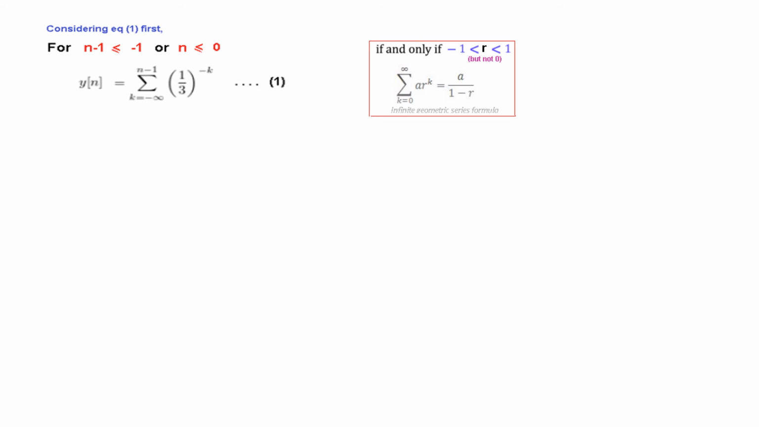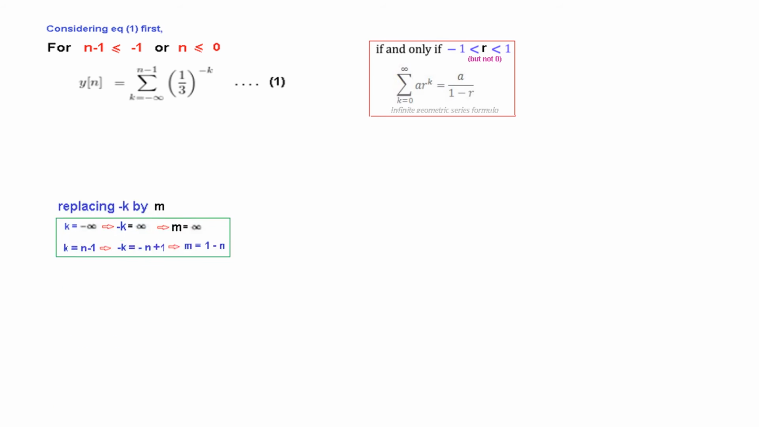Okay, now let's consider the first equation. This was the first equation that we got, and this is the infinite geometric series formula. We have to convert these equations to match this part. Now, what are the mismatches? We have minus k here, and a plus k here. The limits are also different. So let's first tackle this one.